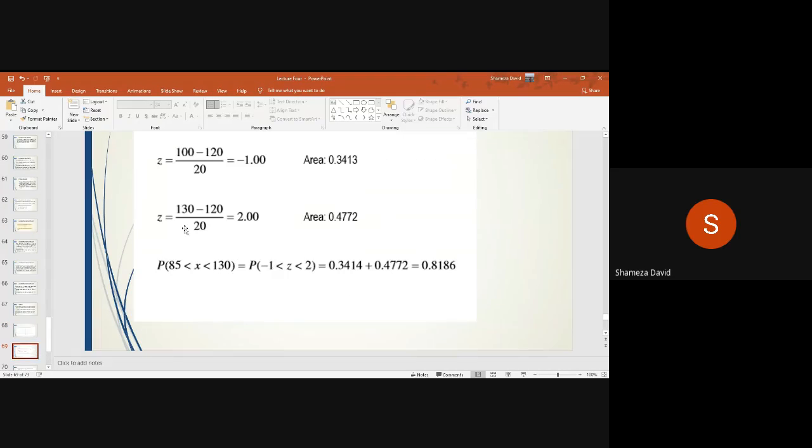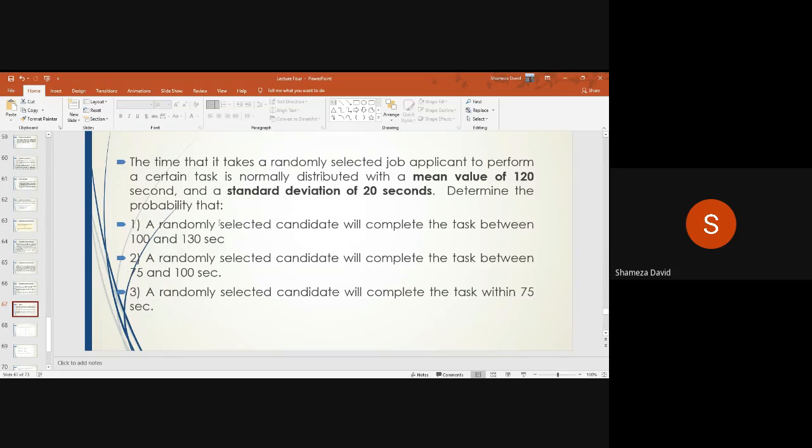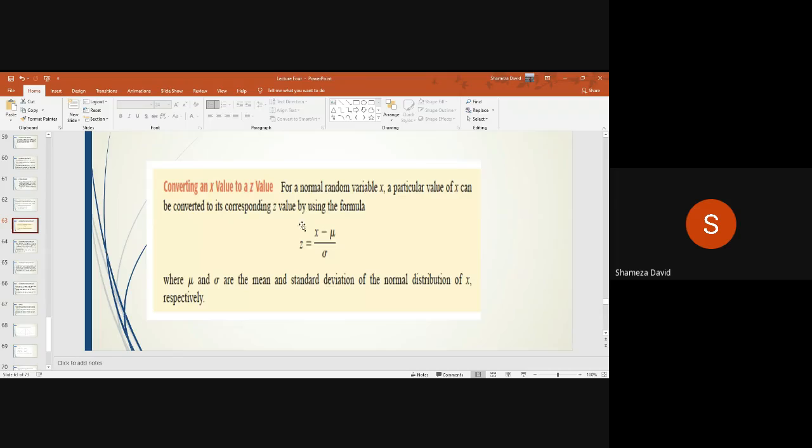And so in the first example, we are asked to find the probability, let's go back to the question, that a randomly selected candidate will complete the task between 100 and 130 seconds. Now, these are x values. These values will need to then be converted to z values. And we saw earlier the formula for making that conversion. It's x minus mu divided by sigma.